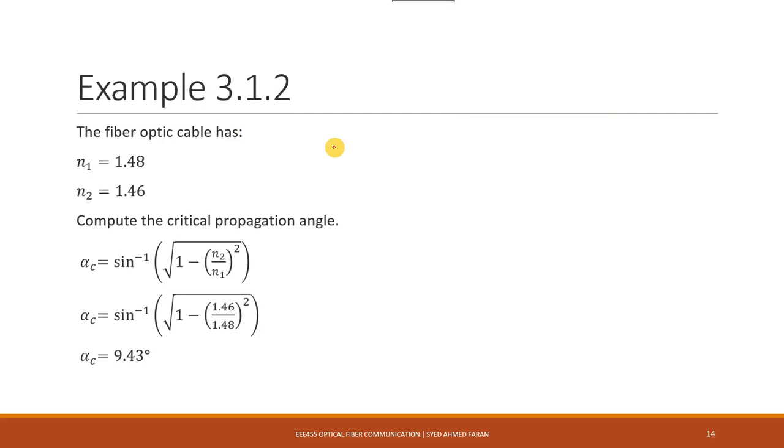Okay, so to discuss this example, if we need to find the critical propagation angle, we use the formula that we just derived, plug in the values of n2 and n1, and we find that the critical propagation angle is 9.43 degrees. So it is from the same example that we discussed previously. We have the same refractive indices.